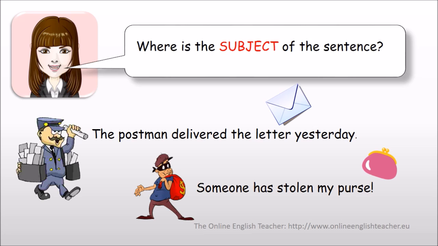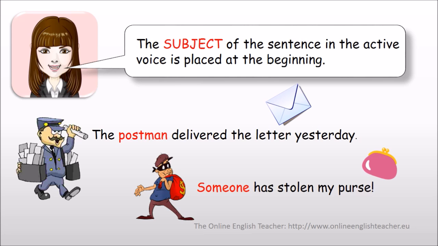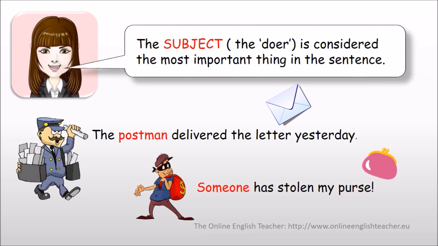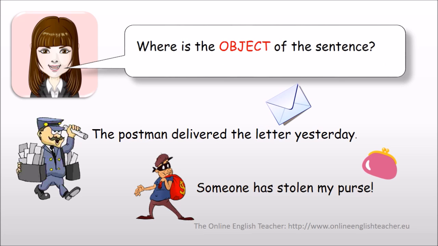What is the subject of the sentence? In the first sentence, it's the postman, and in the second sentence, it's someone. The subject in the active sentence is placed at the beginning. This is because it's considered the most important thing in the sentence, as it's the doer. So where is the object of the sentence? In the first sentence, it's the letter, and in the second, my purse.